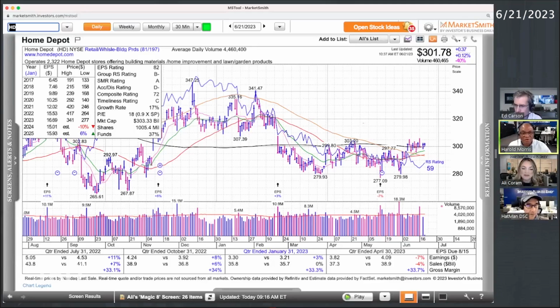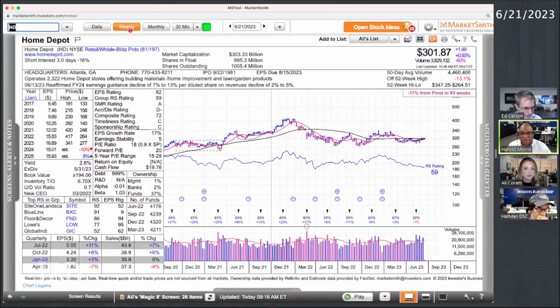Yeah, so if you go to the weekly chart, this is what attracted me for a potential short idea. You see, Home Depot, let me finish my thought here. You've got the 40-week moving average, that's the black line on the chart, and it has tested it, and it just can't make its way above that.